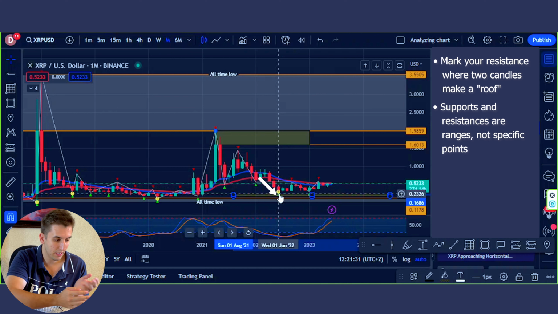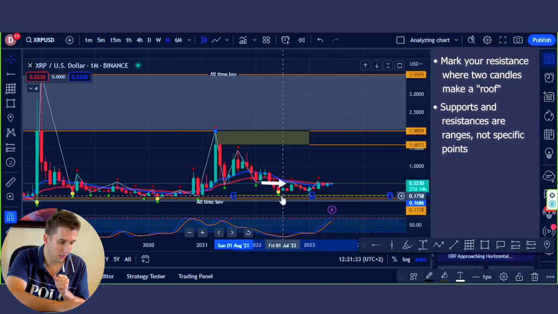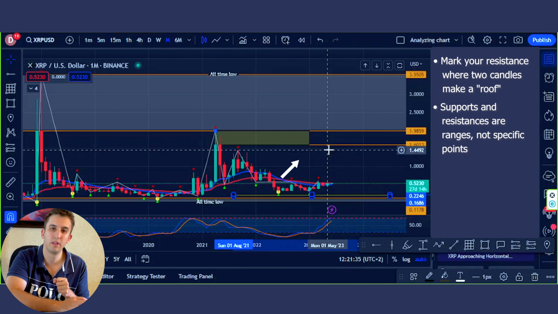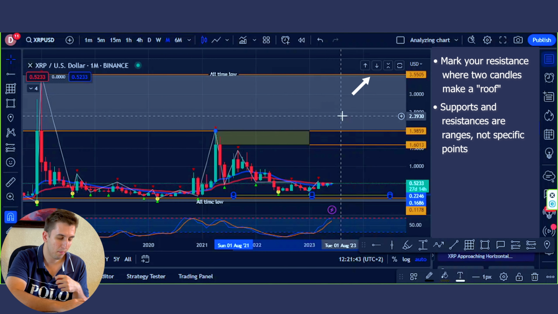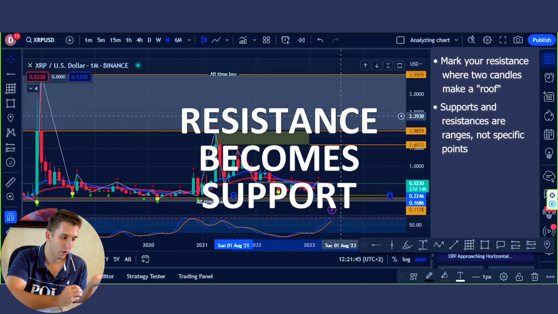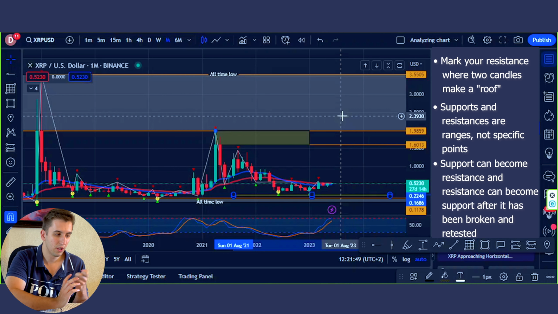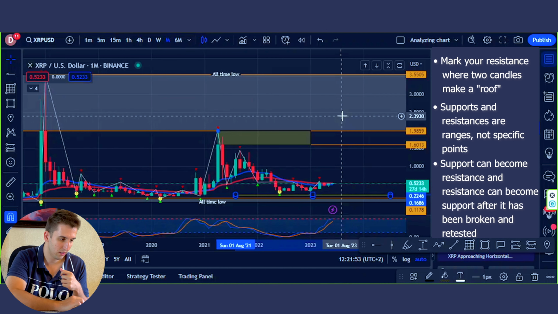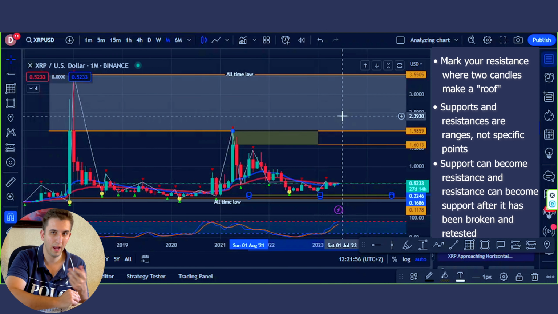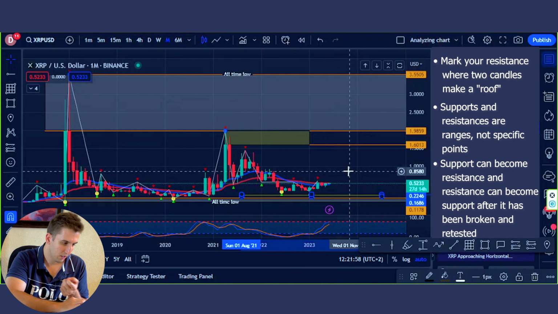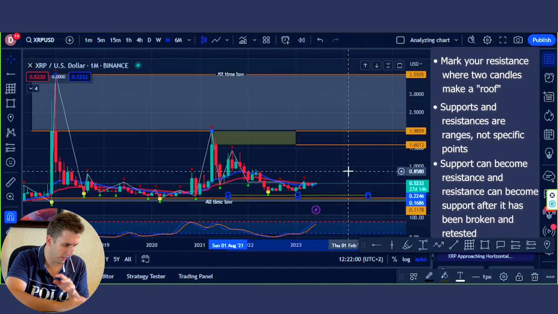And then if it is respected, then it will ricochet and then go to the resistance. And it keeps playing this game until the candles get super strong, and then they just shoot up past this, and now your resistance becomes support. So what I want you to understand is support can become resistance, and resistance can become support after being broken and retested. Okay, so this is a bit complicated, so I don't want to go too much into it.